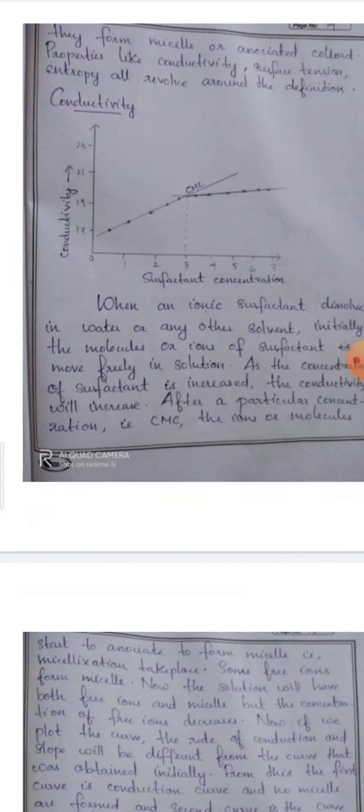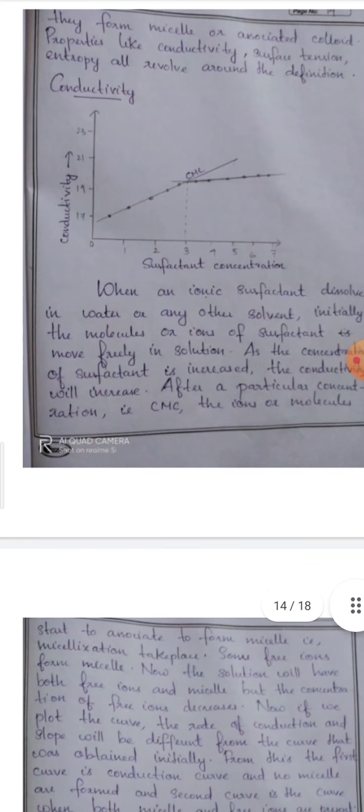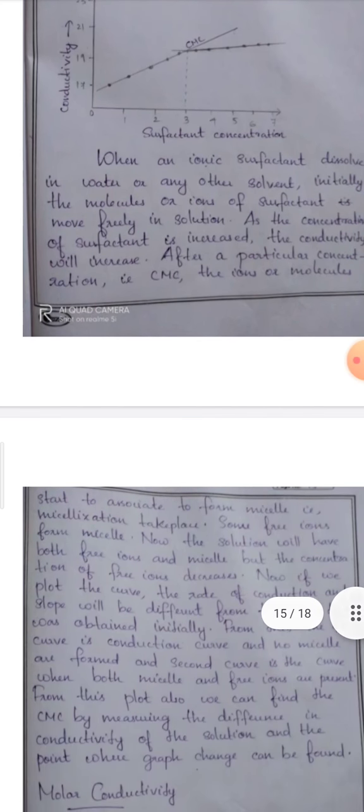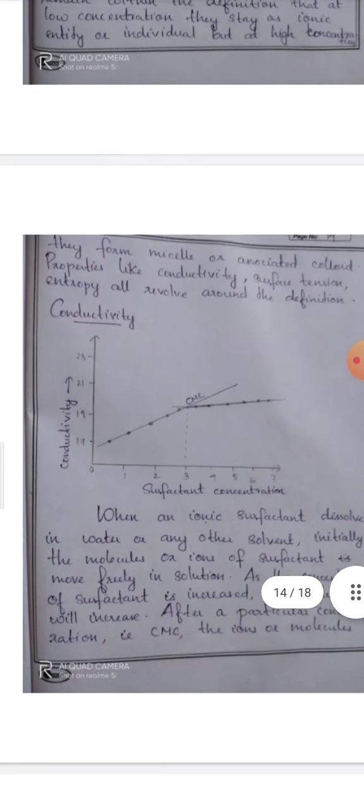Next one is conductivity. When an ionic surfactant is dissolved in water or any other solvent, initially the molecules or ions of surfactant move freely in the solution. When the concentration of the surfactant is increased, the conductivity will increase. There is the graph, the surfactant concentration versus conductivity graph, given. Initially the conductivity increases, and after a particular concentration, designated as the critical micelle concentration, ions or molecules start to associate to form micelles, that is, micellization takes place.